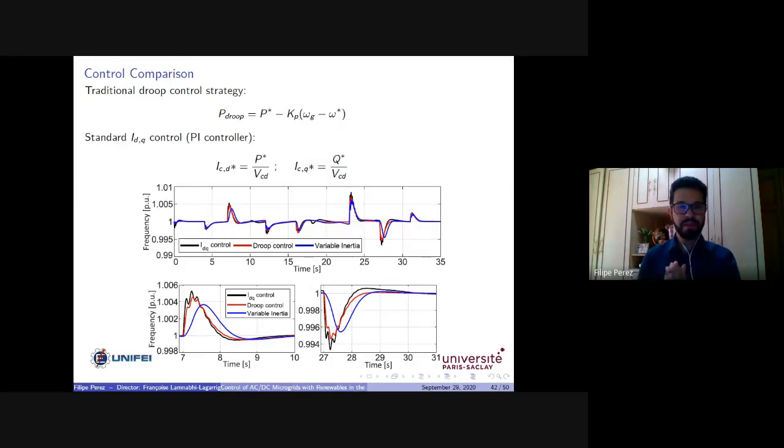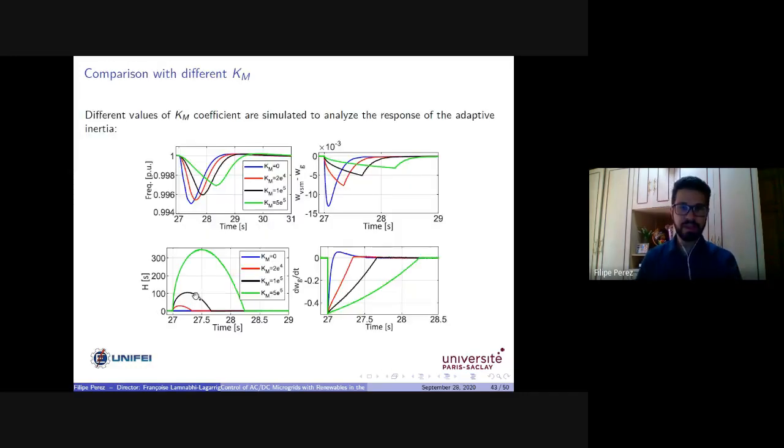So comparing this proposed control with the traditional techniques, which are the droop controller and the IDQ control, we see that the frequency has a smaller frequency nadir and a better response concerning frequency variations. And the droop control and the IDQ control cannot provide the inertial support, as you can see in this case.